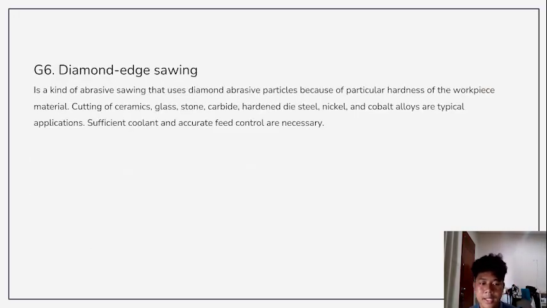Next is diamond edge sawing. It is a kind of abrasive sawing that uses diamond abrasive particles because of the particular hardness of the workpiece material. Cutting of ceramic, glass, stone, carbide, hardened die steel, nickel, and cobalt alloys are typical applications.